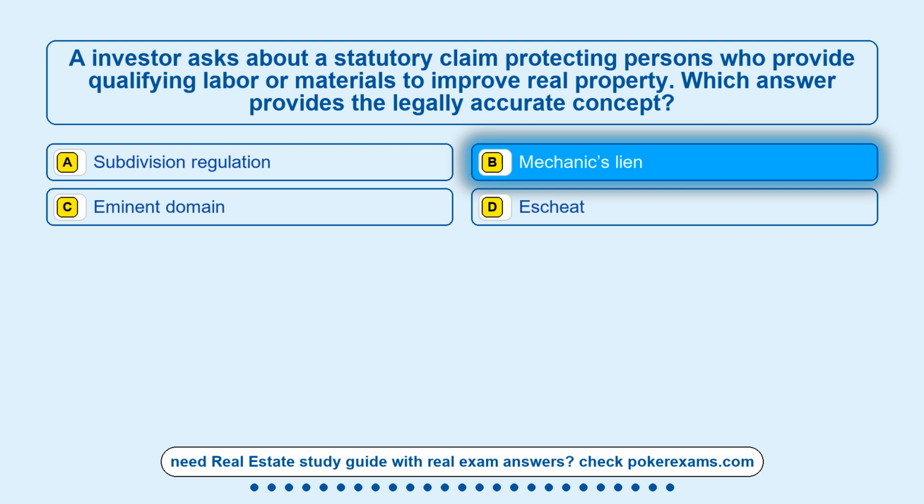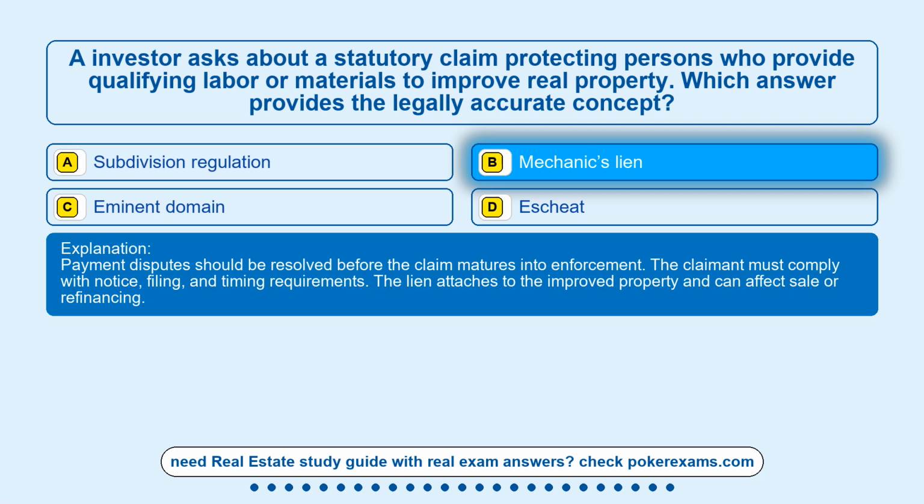The correct answer is option B, mechanics lien. Payment disputes should be resolved before the claim matures into enforcement. The claimant must comply with notice, filing, and timing requirements. The lien attaches to the improved property and can affect sale or refinancing.